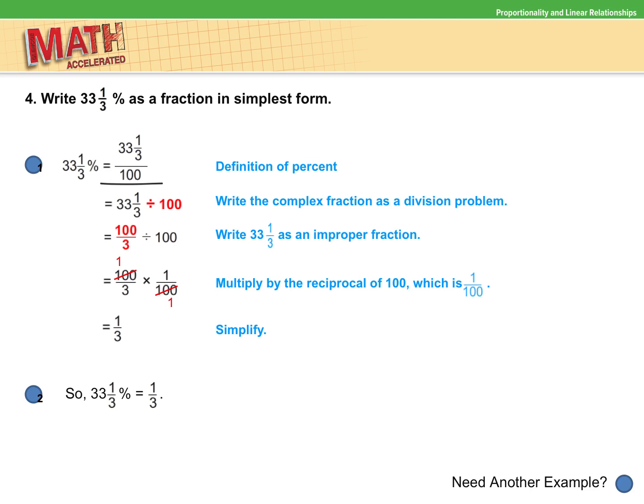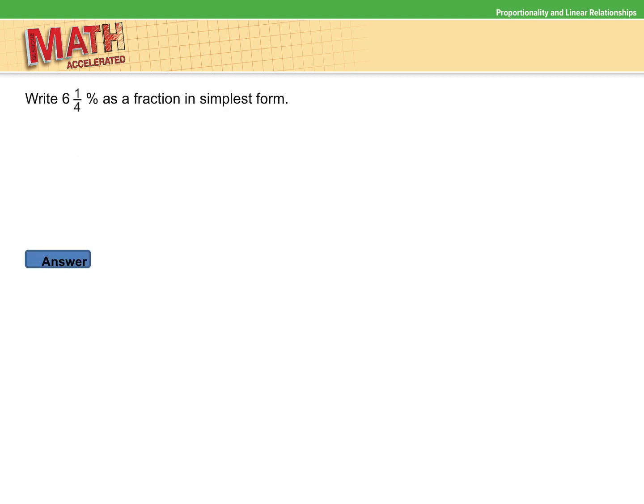But, can you divide that? No, what do you have to do first? Keep, change, flip. Or make it into a mixed number. Yep, you would have to do improper fraction and then do your keep, change, flip. Okay? So percents are always out of what? Percents are always out of 100. Go ahead and try this last one. Remember, change it to improper, put it over, divided by 100.